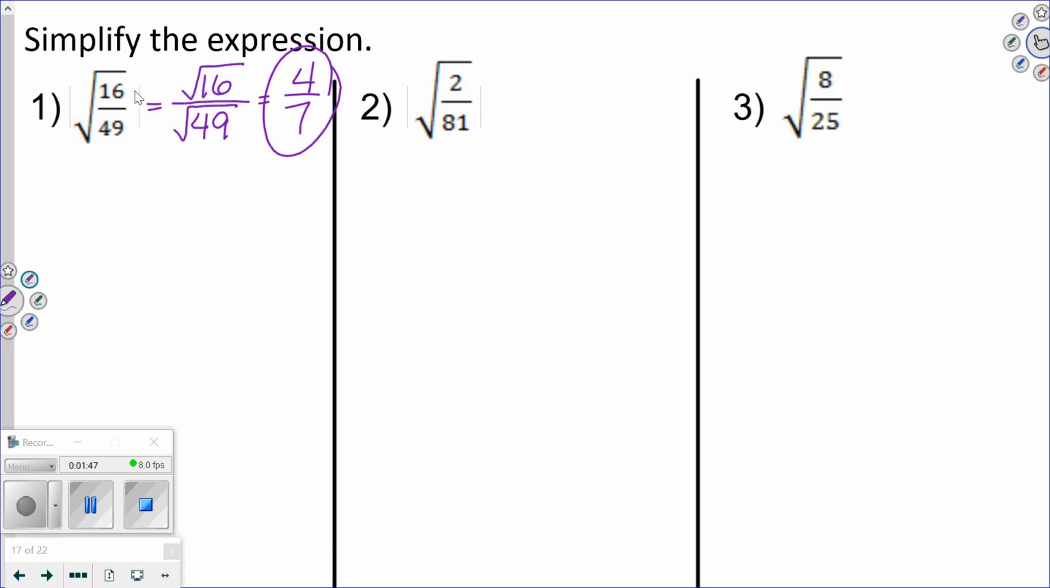Now, if they all were that easy, this section would be a piece of cake. But you know it's not going to happen that way, right? All right, so number 2. First thing, giant, tall radical, let's go ahead and split it. So radical 2 over radical 81. Square root of 2? If I do a factor tree on that, anything? No, it's just square root of 2. And then the square root of 81 is 9. So we're good.